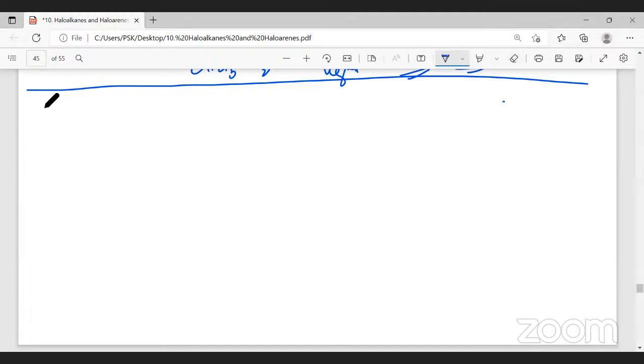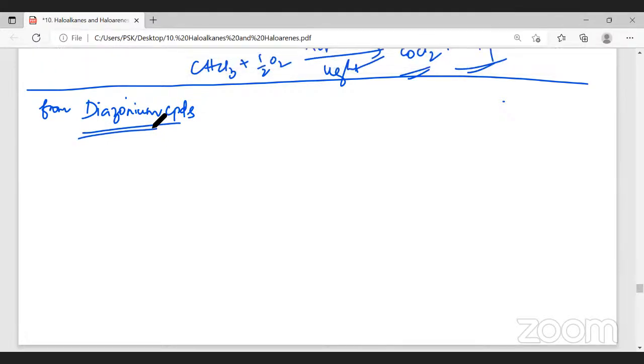From diazonium compounds. What does this azo mean? Azo means nitrogen containing compounds. Diazo means two nitrogen atoms a molecule will possess. Therefore, it will be called as what?